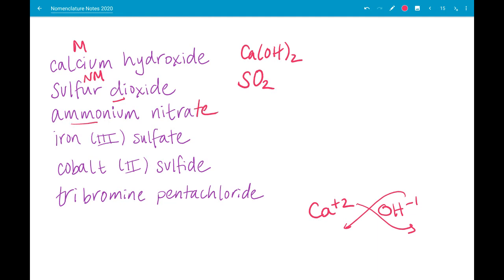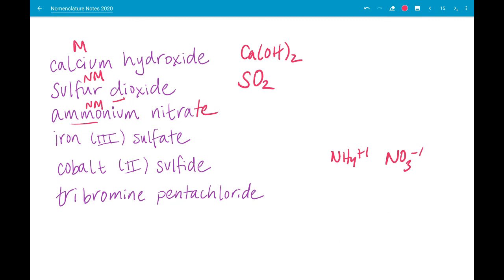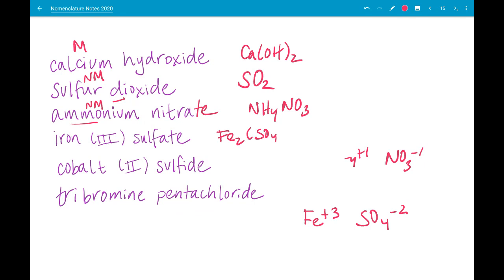Now this next one, we have ammonium. That is a non-metal. It is a special ion. So it's NH4 +1 and NO3 -1. Okay, so that's actually going to become quite a big set of letters. So that's NH4NO3. Now here we have iron 3 sulfate. Iron is a metal, so it's +3. Sulfate is an SO4 with a -2. We're going to drop and swap.